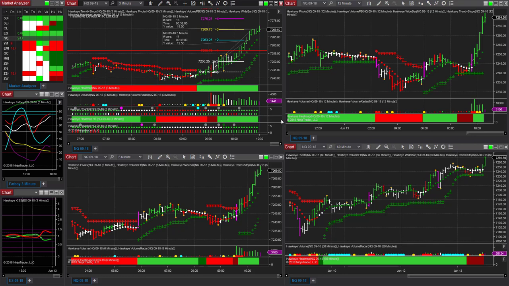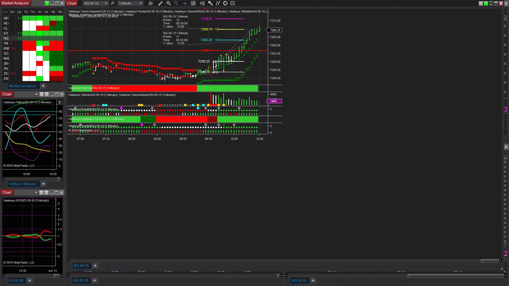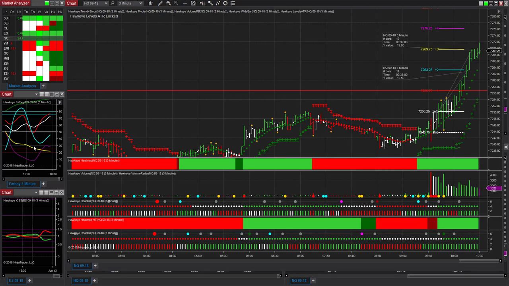So yeah, I could take this chart right here and pull that here. I could expand that out like this and still have my fat man, fat boy, my kiss, my market analyzer set up like this. It's a pretty chart. It's nice and clean. It's set up. Everything looks good on that. So yeah, it's a trader preference.